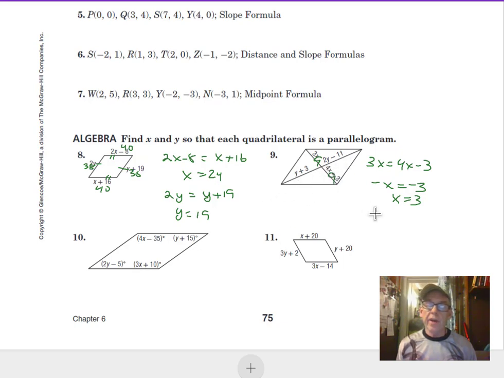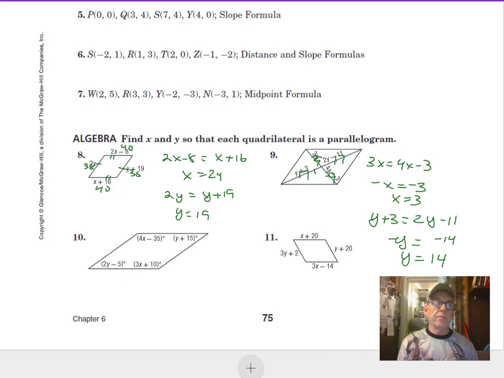And going with the other diagonal, y plus 3 has to equal 2y minus 11. We're going to take away 3 from both sides, minus 14. Take away 2y from both sides, minus y equals minus 14. Y equals 14. So this is going to be 17. And 28 take away 11 is also 17. So we've shown that the two diagonals bisect each other.